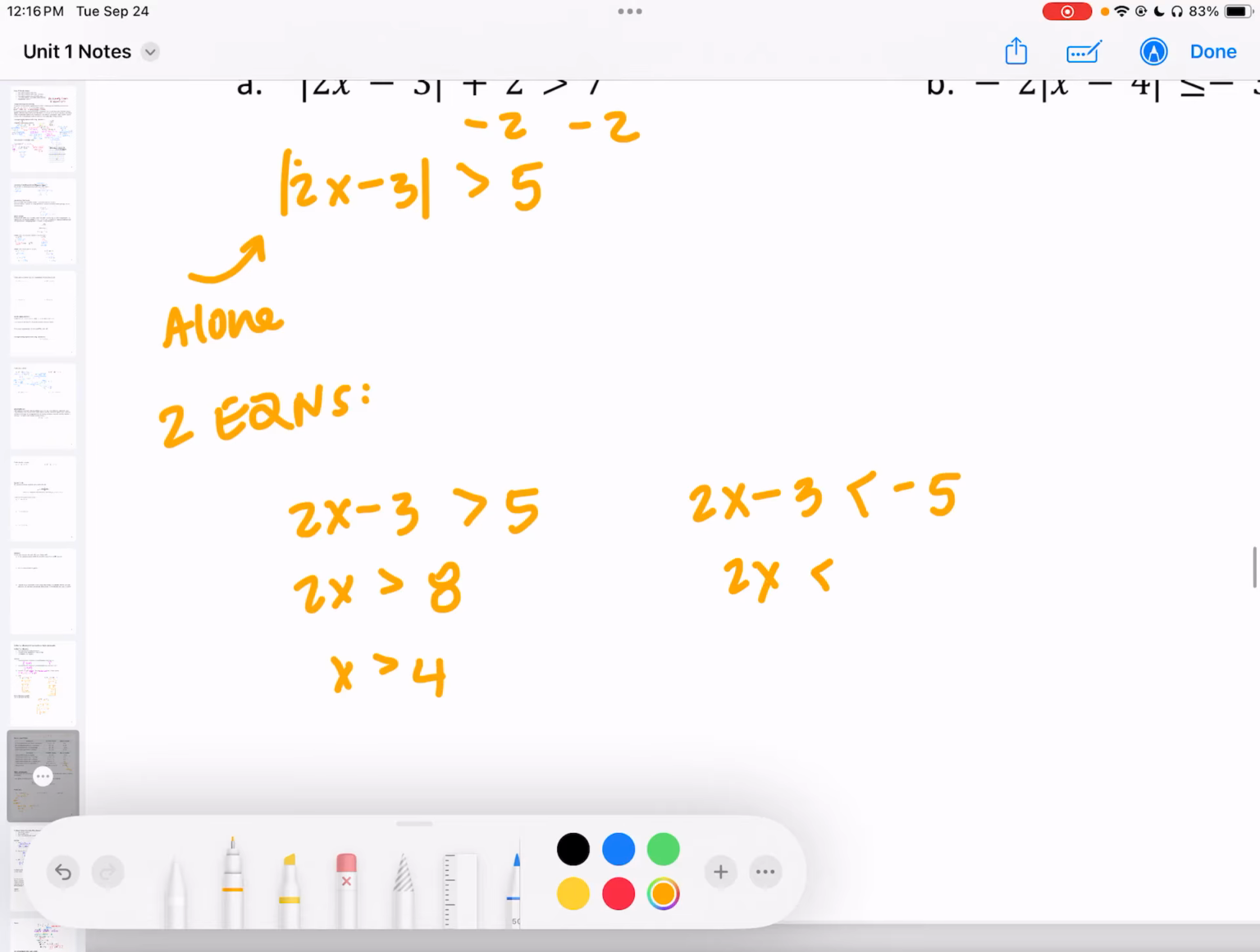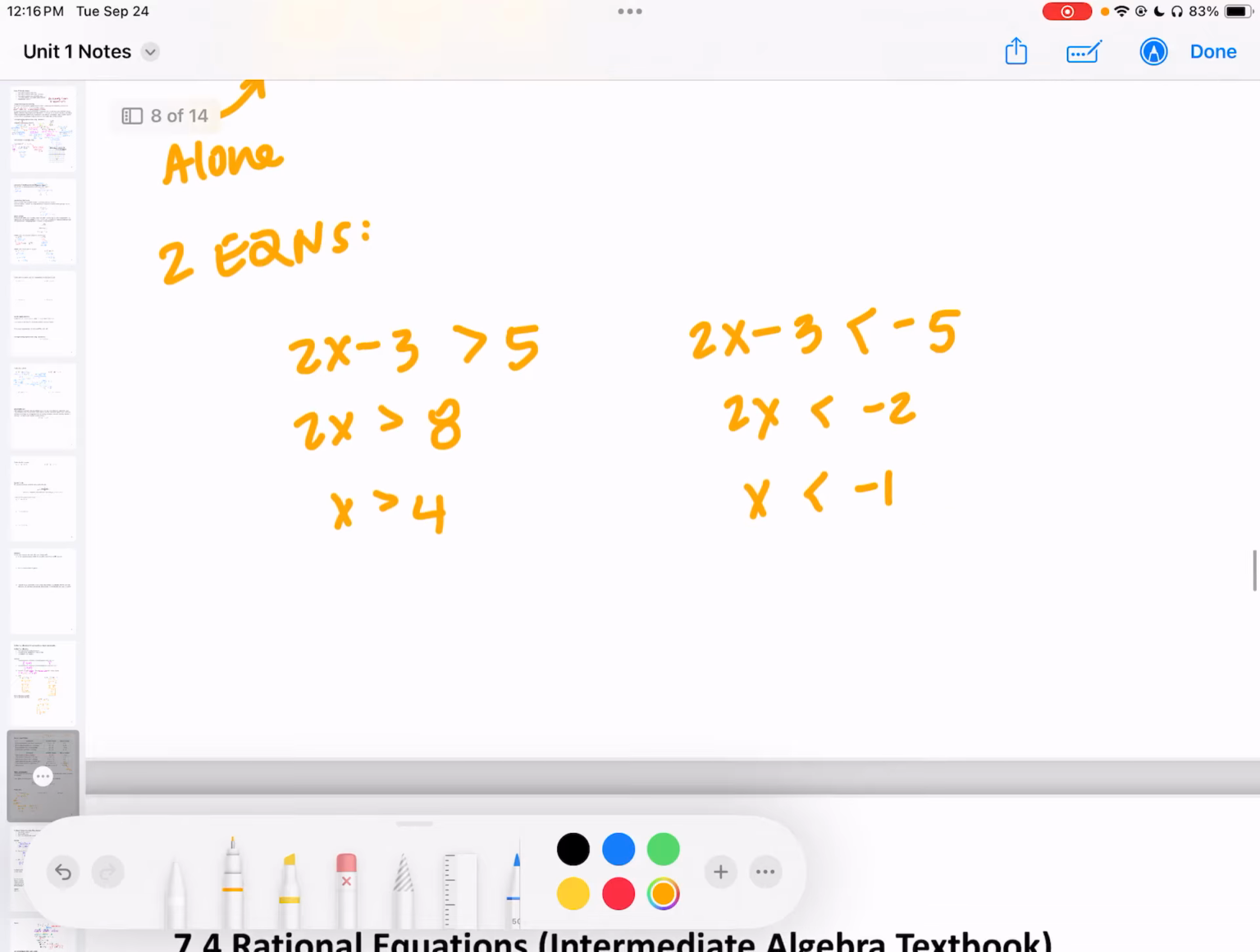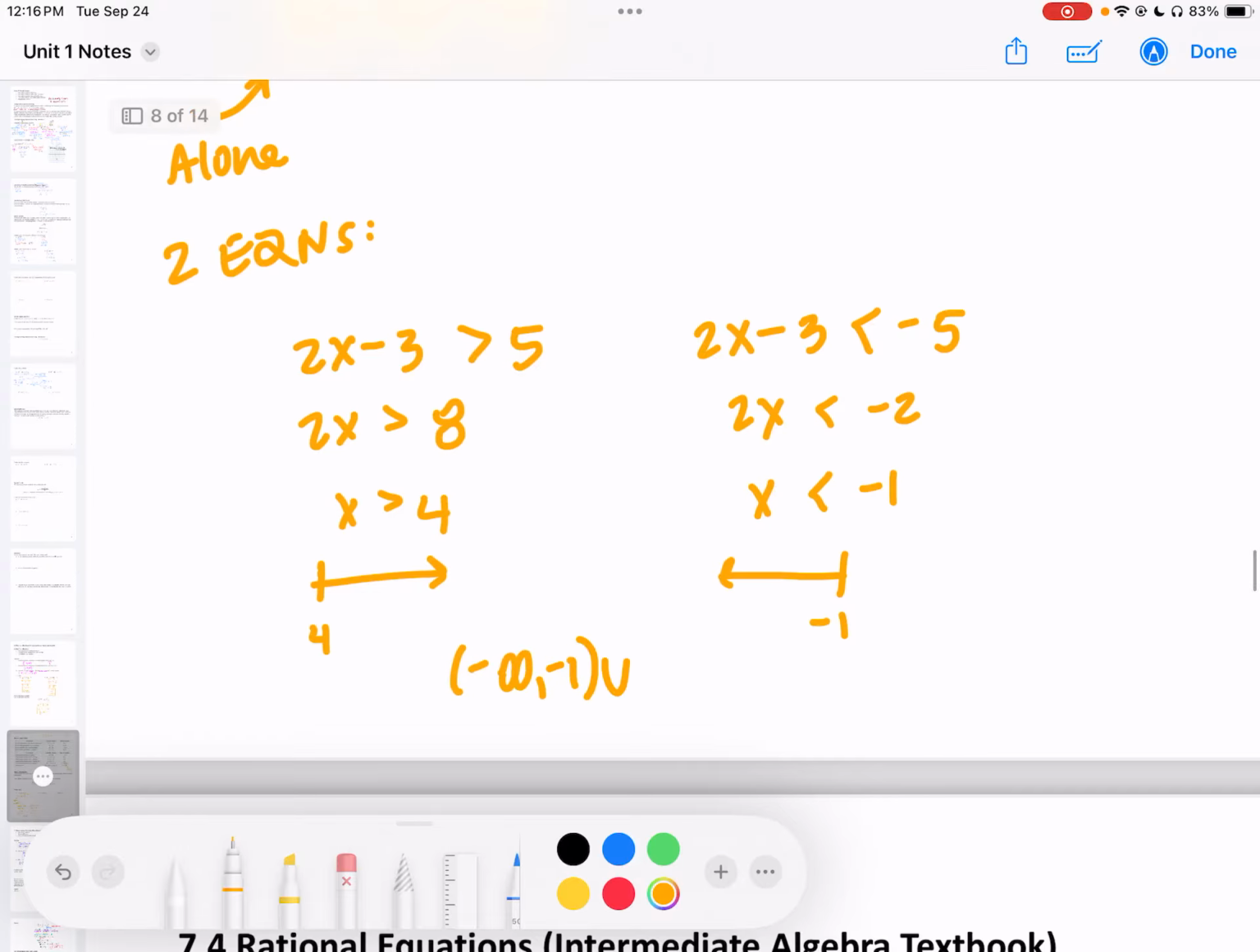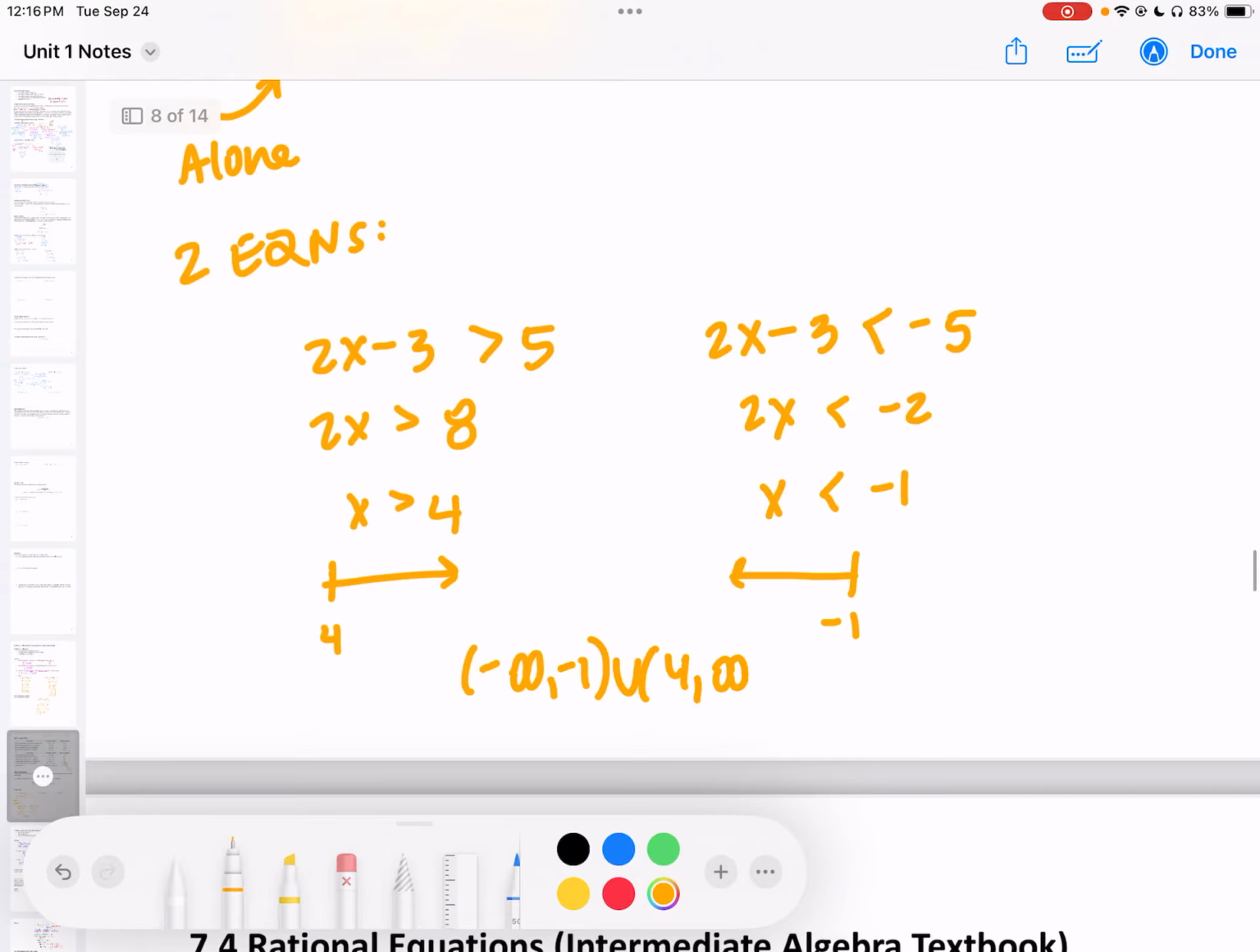Okay, this tends to trick people. Don't overthink it. So x is greater than 4, or x is less than -1. So my interval notation would be negative infinity to -1 and 4 to infinity.